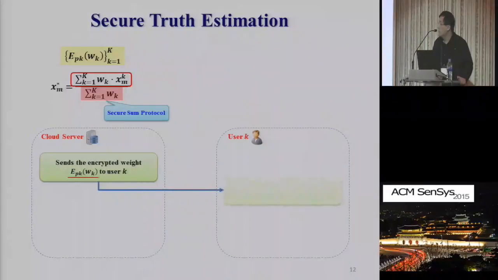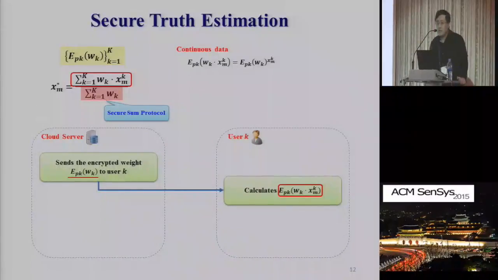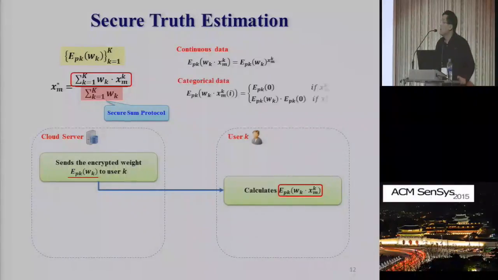Still, after each user receives the encrypted weight, it will try to calculate the weighted observation. And this calculation is actually different for different data types. For continuous data, it's kind of straightforward because it can directly apply the Paillier system. This is equivalent to the exponential of the encrypted weight. However, for categorical data, this part is a little bit tricky.